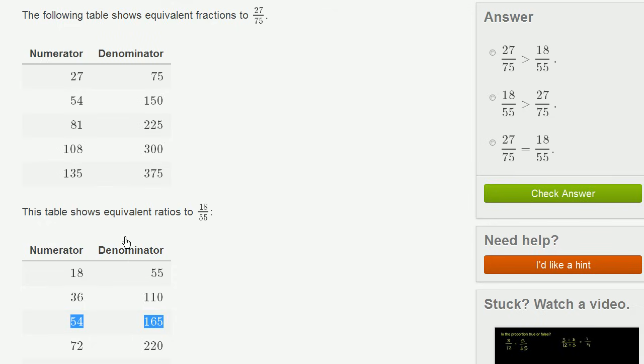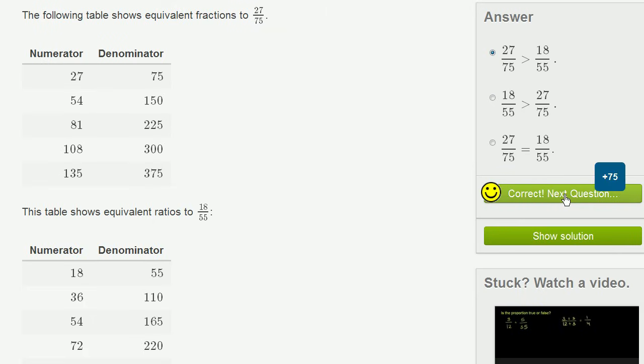What is smaller, 54 over 150 or 54 over 165? Well, if you have the same numerator, having a larger denominator will make the number smaller. So 54 over 165 is smaller than 54 over 150, which tells us that 18 over 55 is smaller than 27 over 75. So let's see which of these. So this is saying that 27 over 75 is greater than 18/55. And that is absolutely right. Let's do one more of these.